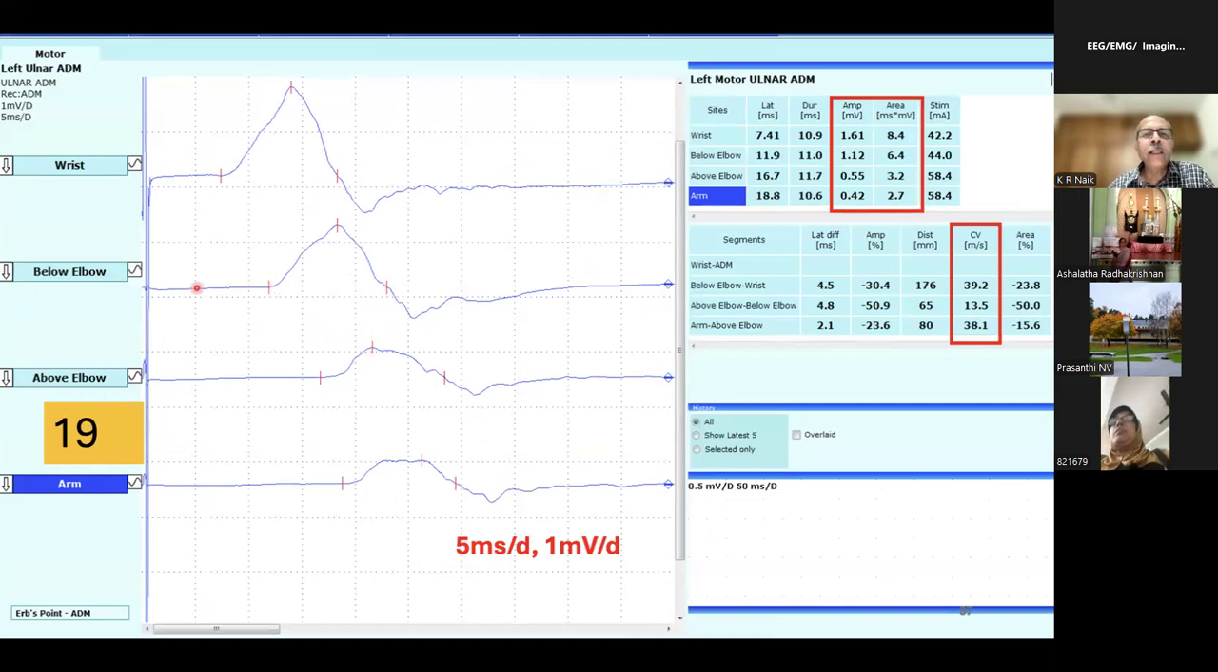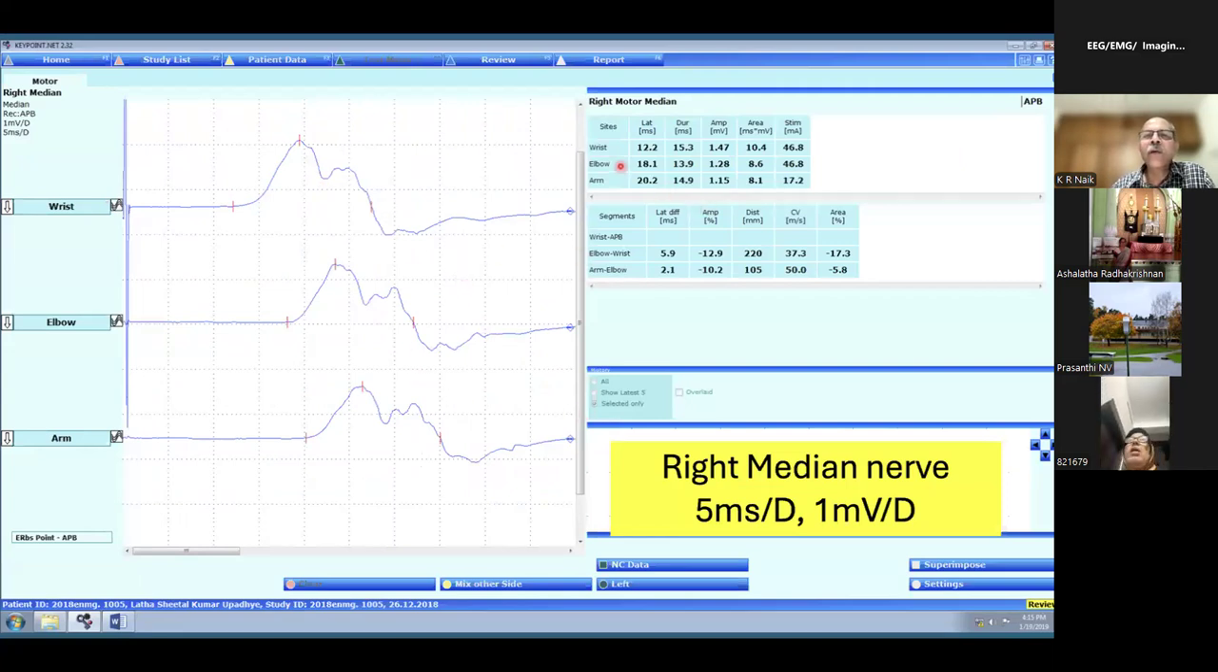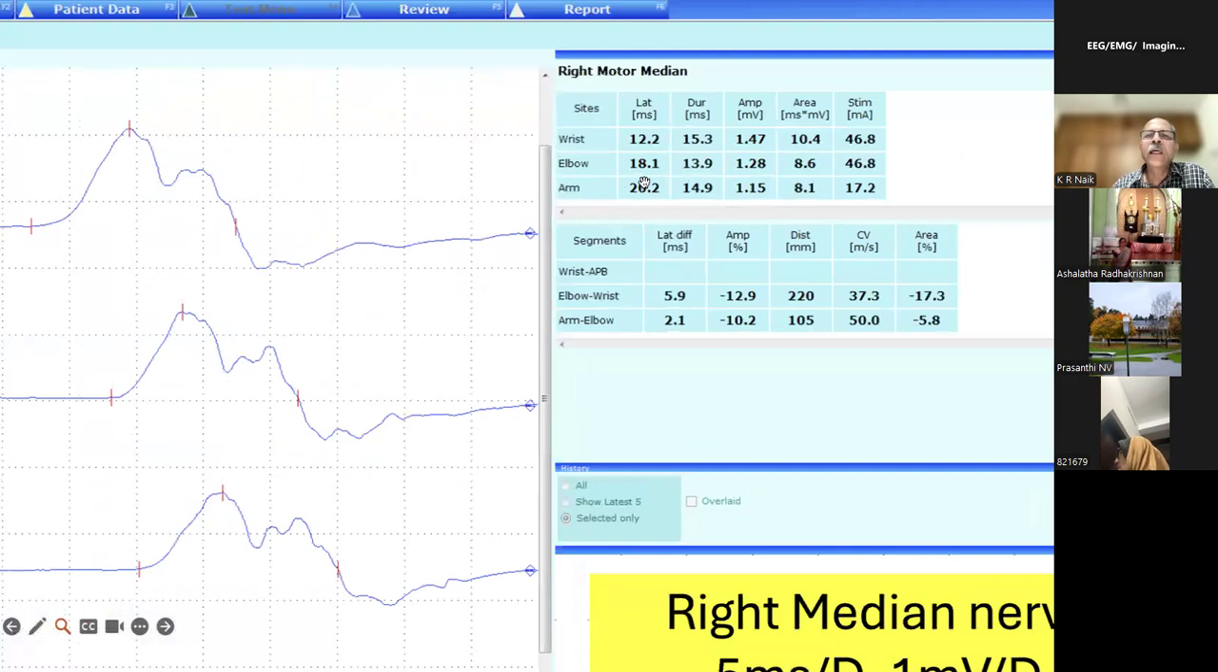So in the 19th example, we have increased distal latency of 7.4. We have increased duration, almost 10 milliseconds. There's reduction in the amplitude, slight increase in duration. There's dispersion when you go proximally, and conduction block is there by around 30%, then again 50%. So, conduction loss. This person has increased distal latency, dispersion, partial conduction block: demyelination. So in other examples, you need not always have conduction block. The distal latency here is 12 milliseconds.